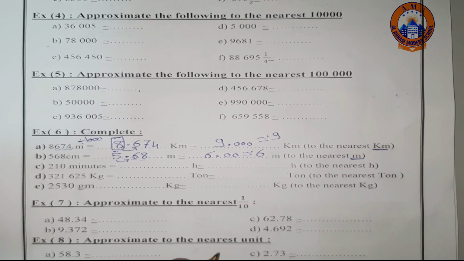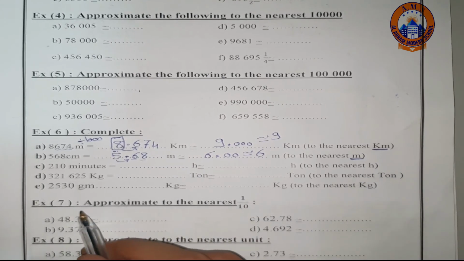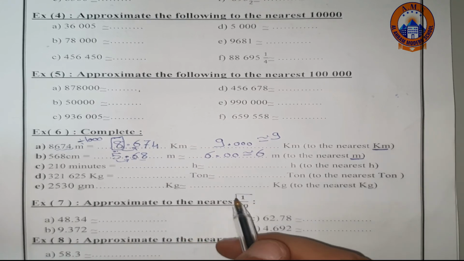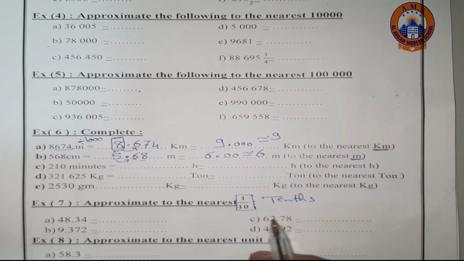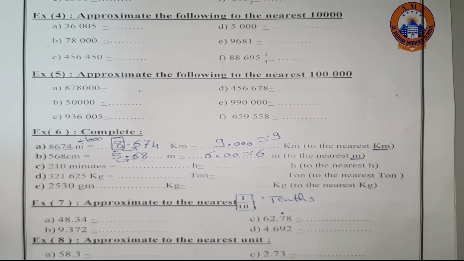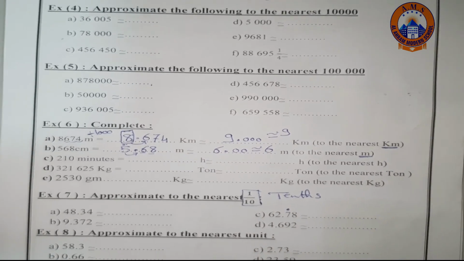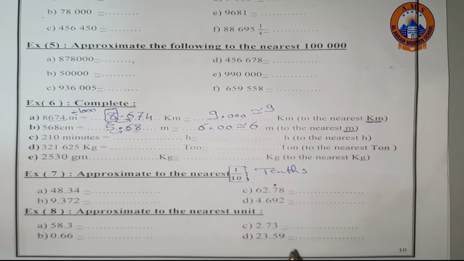Try to solve numbers C, D and E by yourself, and also questions number 7 and 8 in the same way. Question number 7 says approximate to the nearest 1/10, which means to the nearest tenth, which is the first number after the point. Question number 8, approximate to the nearest unit. The unit is always before the point, so here are the unit digits. Try to approximate them and see you in another video.